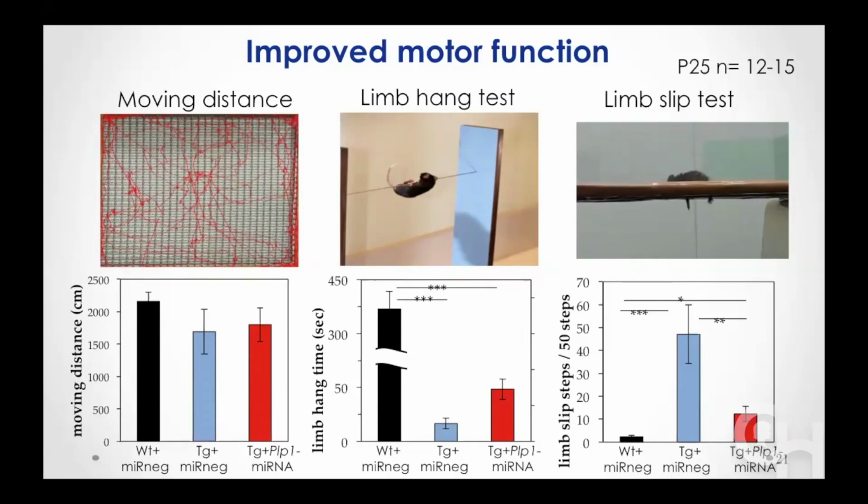On the right is the limb slip test, which measures the motor coordination of the mice. TG mice show more slipping while they were walking on the wire mesh than the wild-type mice, but this phenotype was rescued by the AAV microRNA treatment. All these data suggest that the AAV microRNA treatment also improves the motor function of the TG mice.